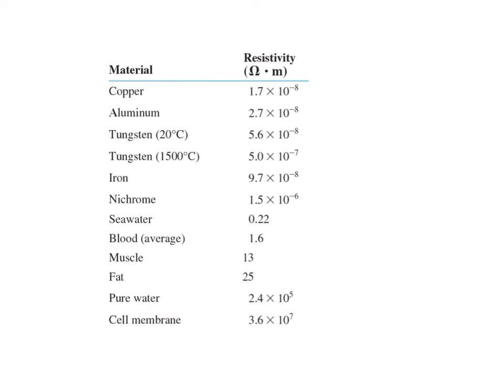So, do you need to memorize these numbers? You don't. It's good to notice what their rough scale is, and to see that metals tend to be around the 10 to the minus 8, some handful of those. They put in here the difference between temperatures.